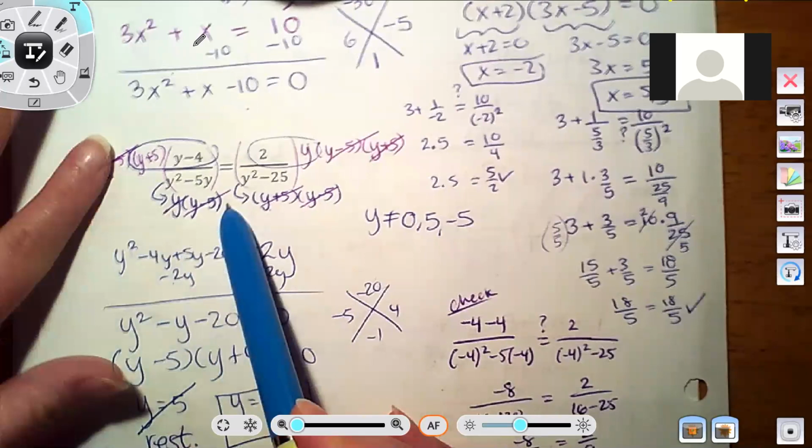But 5 was a restriction, as would 0 or negative 5 have been. Negative 4 is fine. I checked it to make sure, and it does work out. So again, even though it looks like these are nice answers, you do need to check for extraneous solutions because of context or because of when it's undefined.